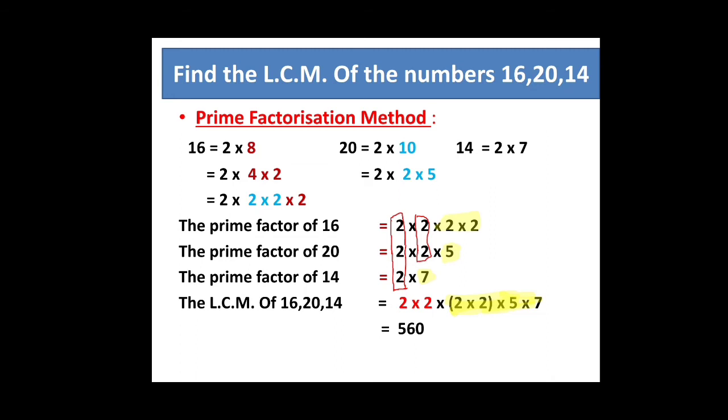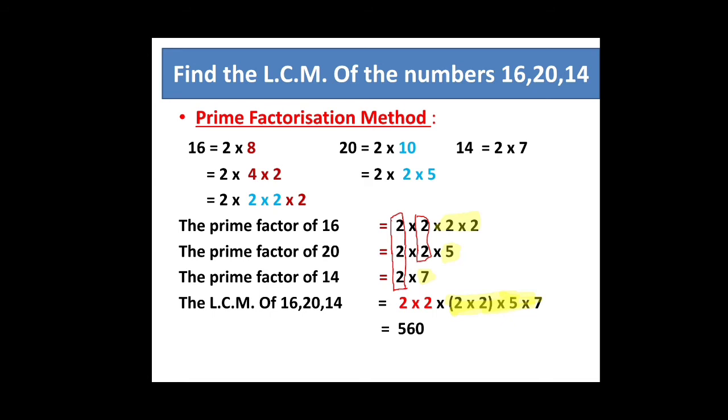Now what are the prime factors? The prime factors of 16 are 2 into 2 into 2 into 2. And the prime factors of 20 are 2 into 2 into 5. And the prime factors of 14 are 2 into 7. So now how to find the LCM? First of all, see the number which is common in all 3 factors. So 3 numbers. Here 2 is common in 3 numbers. So we have to write 2.